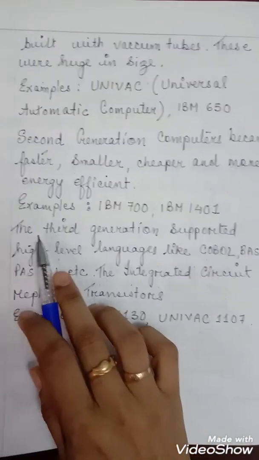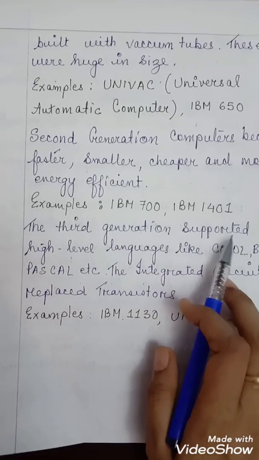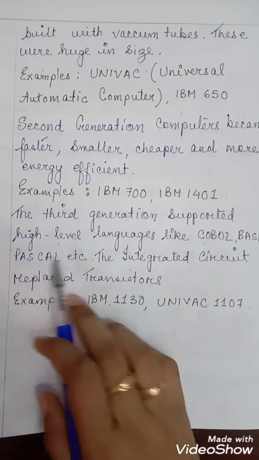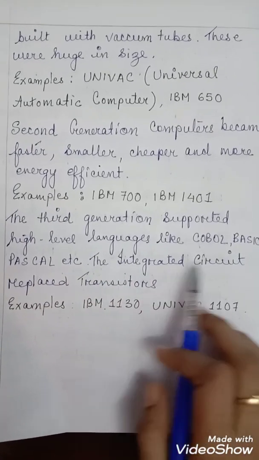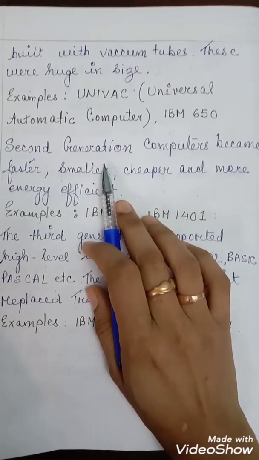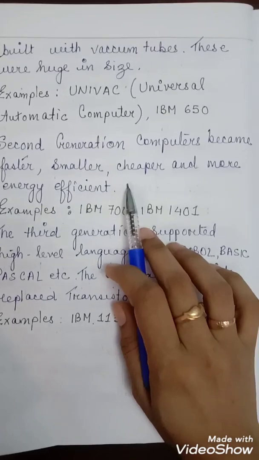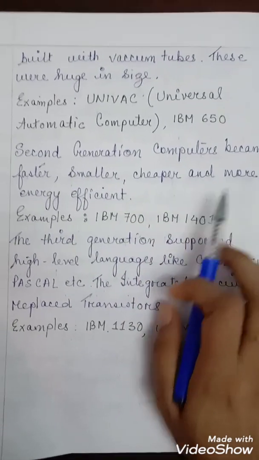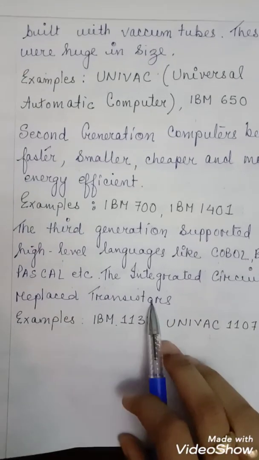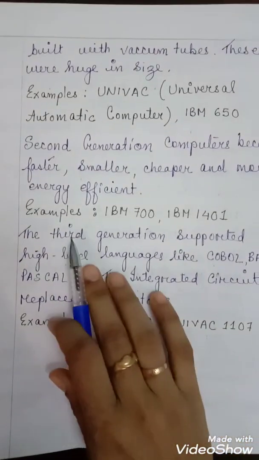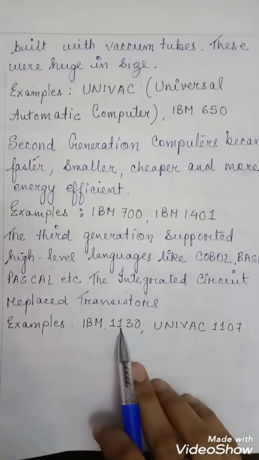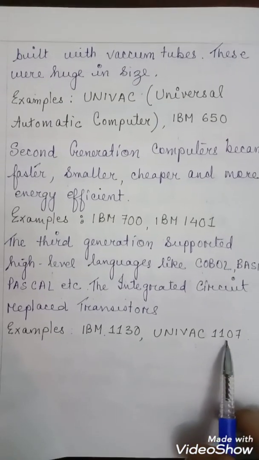Alright. Now the third generation supported high-level languages like COBOL, BASIC, Pascal, etc. The integrated circuit replaced transistors. In second generation computers, transistors replaced vacuum tubes, and in third generation computers, integrated circuits replaced transistors. Right? So these are the features of third generation computers. Examples: IBM 1130, UNIVAC 1107.